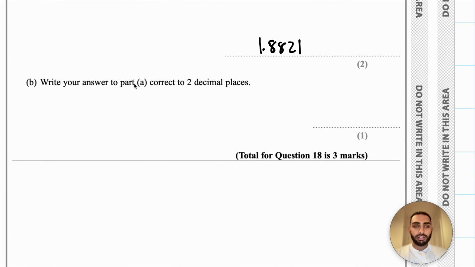Part B, write your answer to part A correct to 2 decimal places. I'll just rewrite it out. 1.8821. For decimal places, if I'm rounding to decimal places, I count from my decimal point 1, 2. Can draw my line there. Looking at this 2, this is my decider whether I'm rounding up or down. If it's 4 or below, I'm going to be rounding down. It's going to stay the same. So it's going to be 1.88.